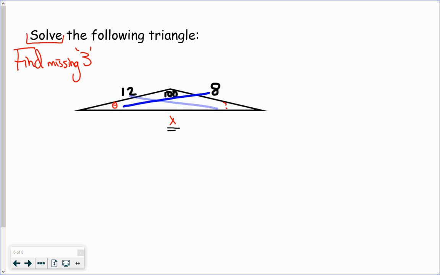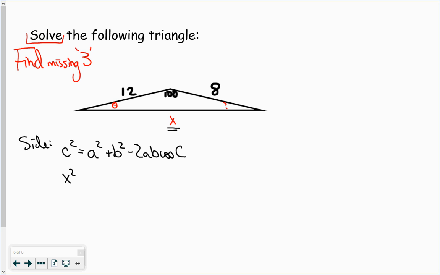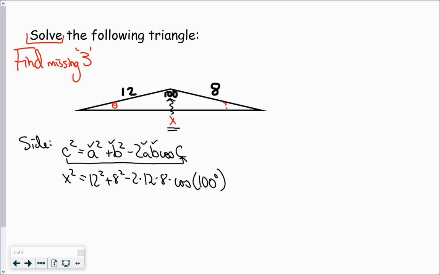So I'm going to start by finding the side length. Again, I'm just going to write out the formula from the other page. You don't have to do this, I'm just doing it for the notes. I'm going to call it X because that's what I've called it in the question. Again, super important, go all the way down and find its match. What matches X? It's 100. So I'm going to write cos 100 degrees on the end. Now in the middle, the A and the B are just the other two sides. So 12 squared plus 8 squared minus 2 times 12 times 8.